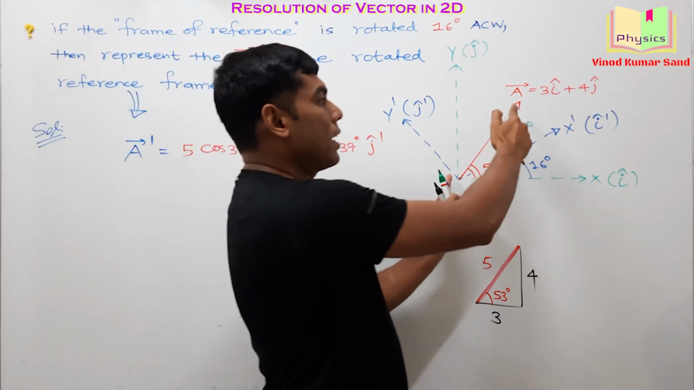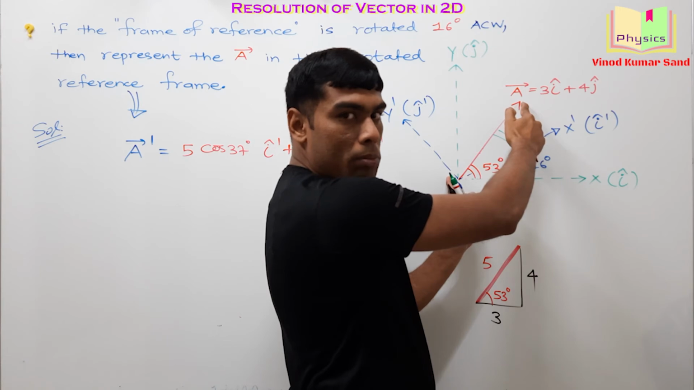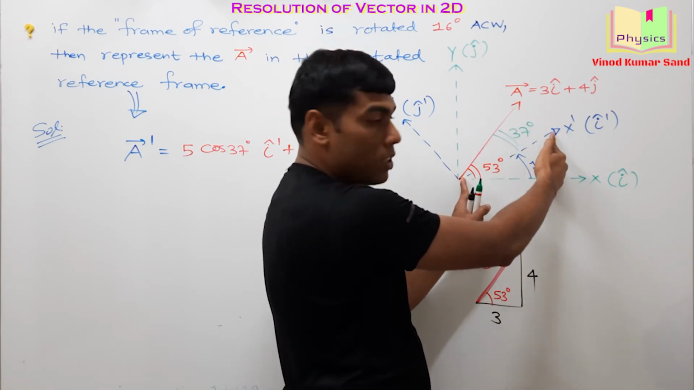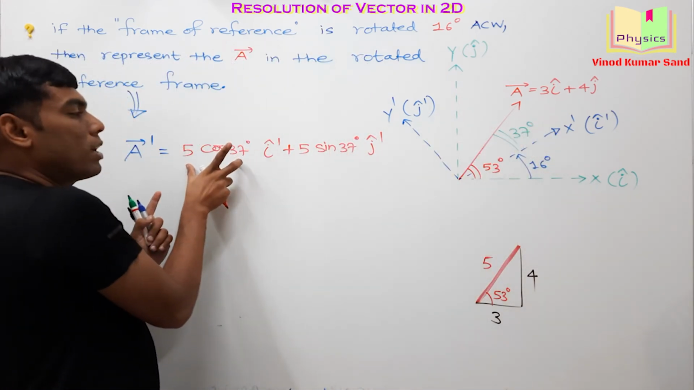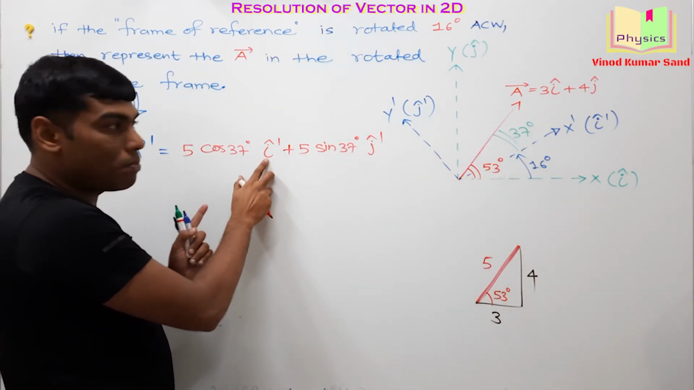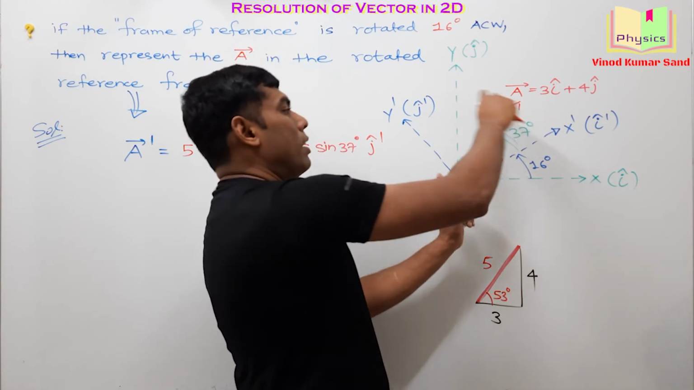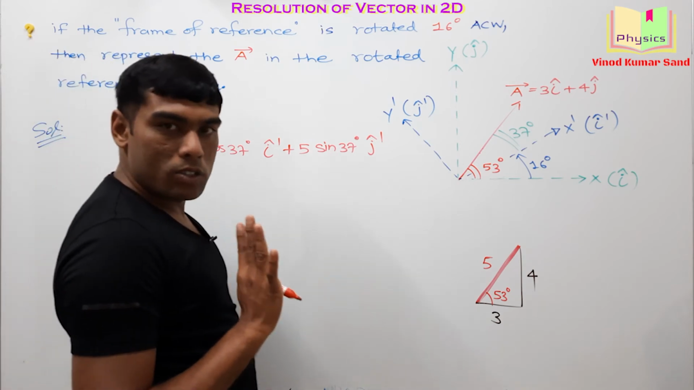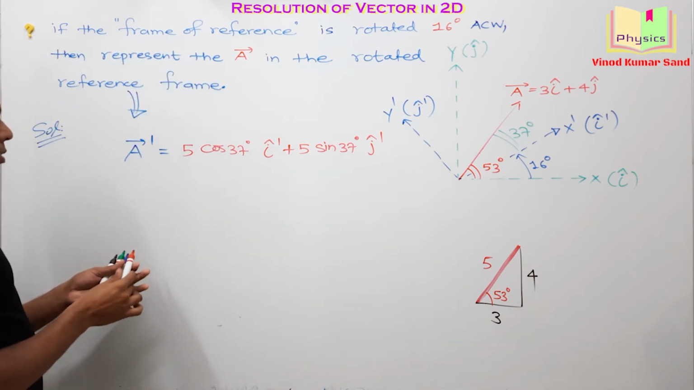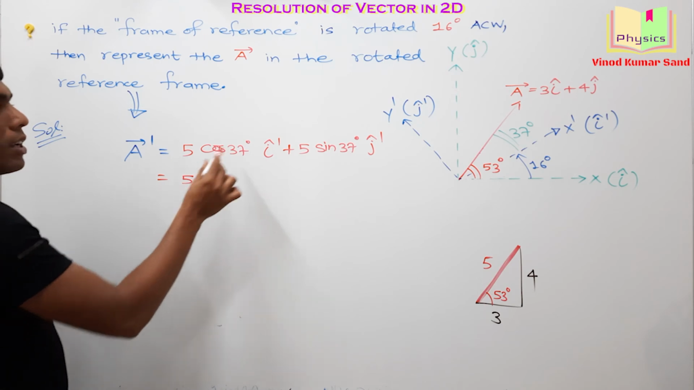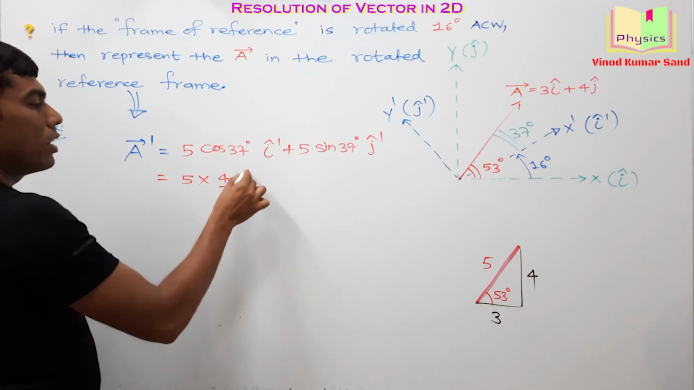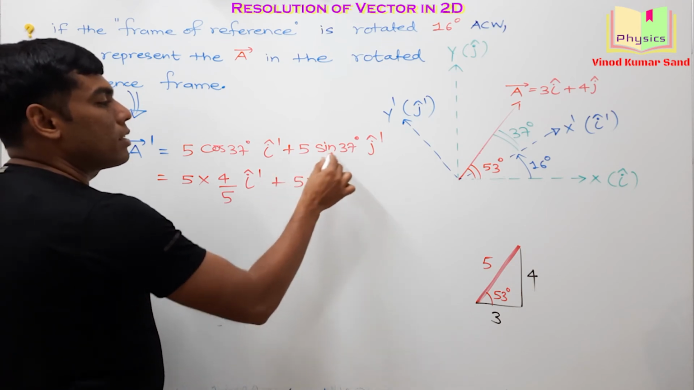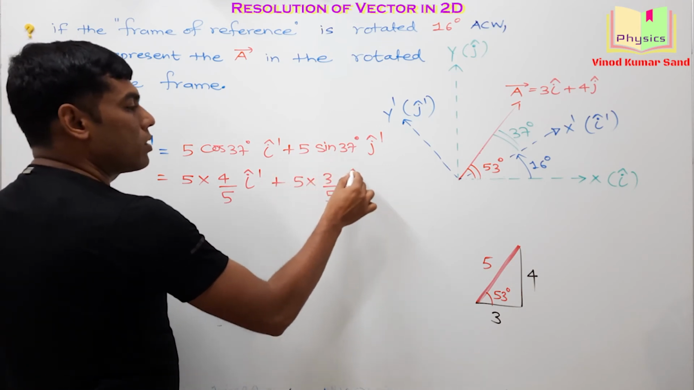See, the magnitude of this vector will remain 5 only, magnitude will not get changed. That 5 will have a component along x dash. That component will be 5 cos 37 i cap dash. This magnitude 5 will have a component along y dash. That will be 5 sin 37 j cap dash. You can simplify it further. Cos 37 degree is 4 by 5 i cap dash. Okay. Plus 5 sin 37 degree is 3 by 5.